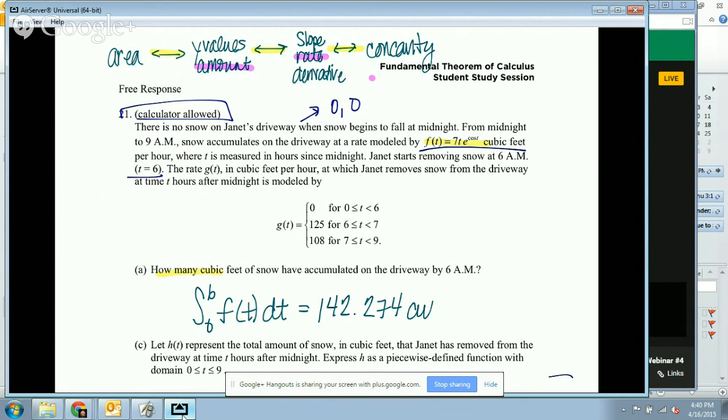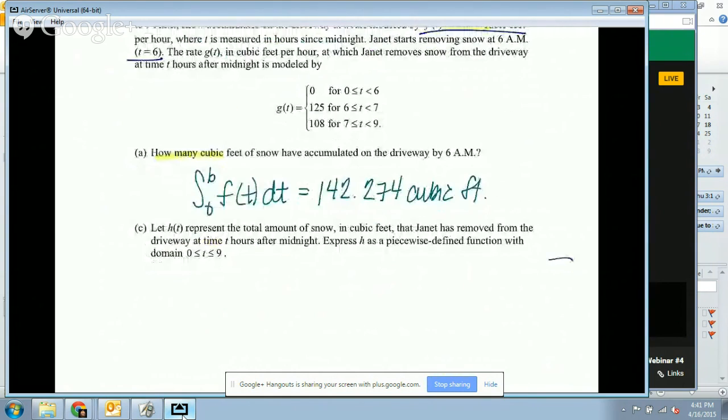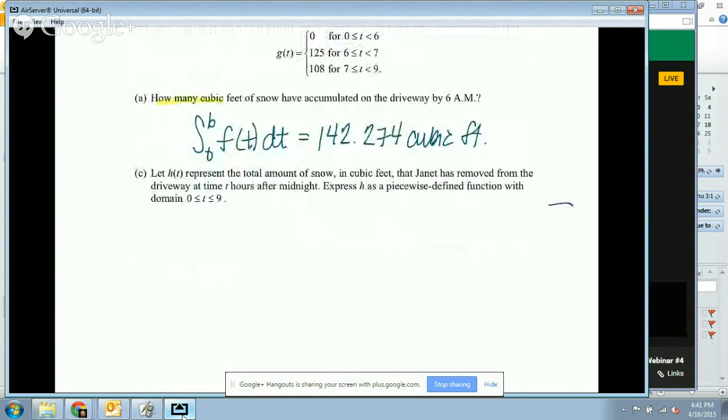42.274 cubic feet. Now keep in mind, remember with AP, they do need the first 3 decimals to be accurate. So you can either cut it off or you can round it off, but to 3 decimals, it has to be accurate. So make sure you're very careful about that. All right, moving on to letter C.